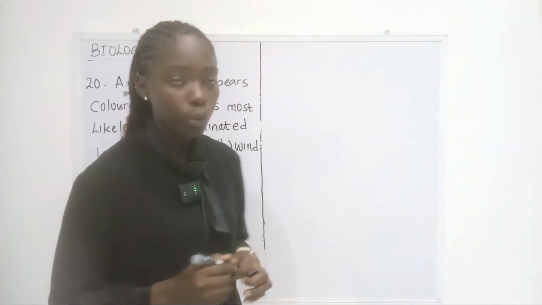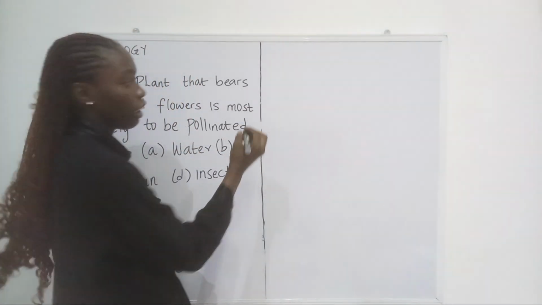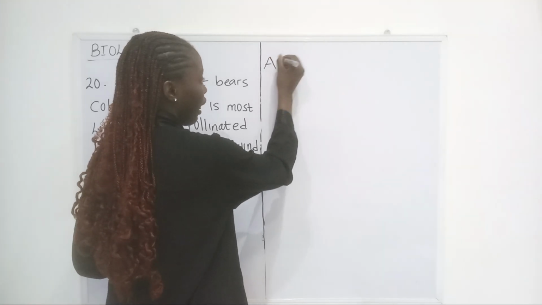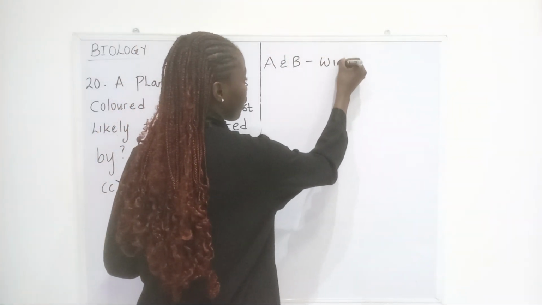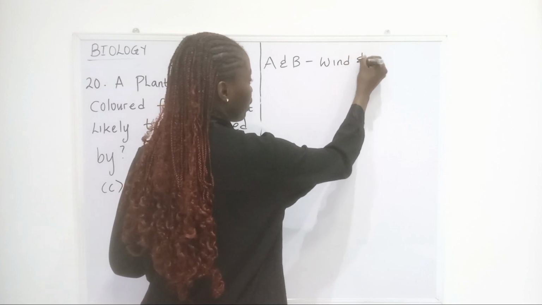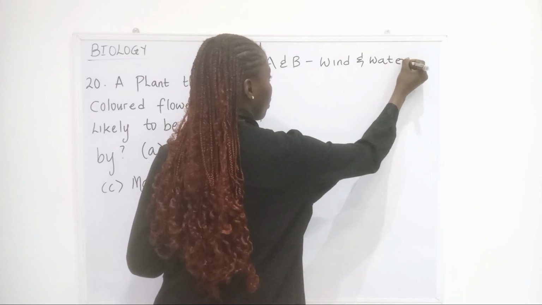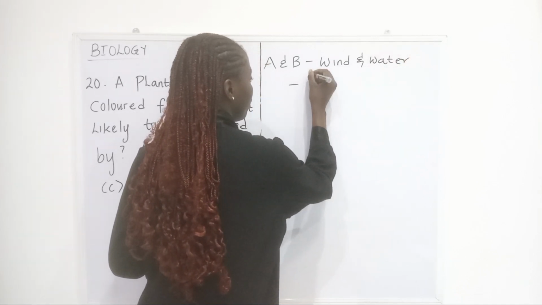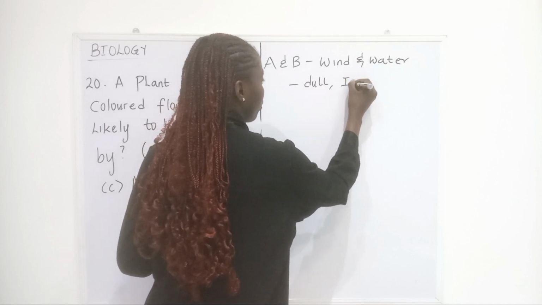So for the first one, we'll put them together. Option A and option B, which is wind and water. So they can be dull, inconspicuous.